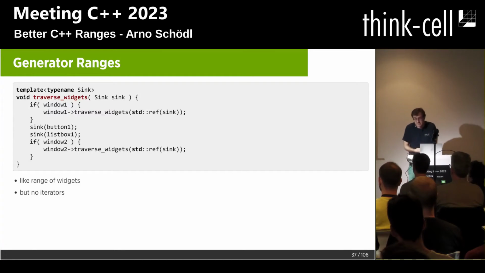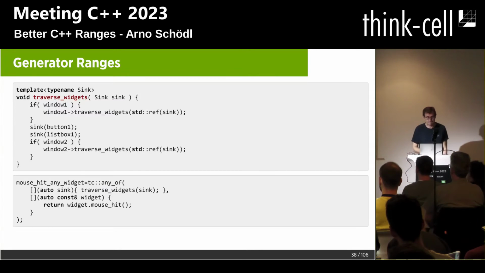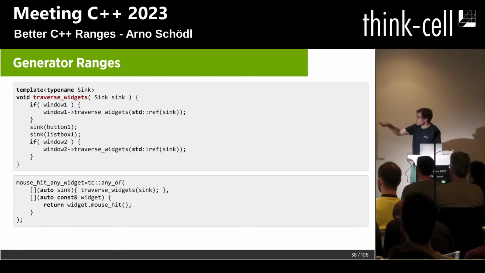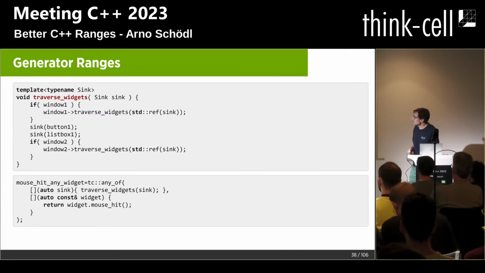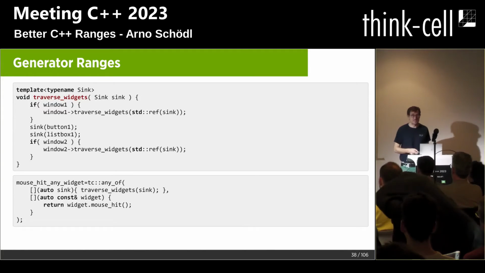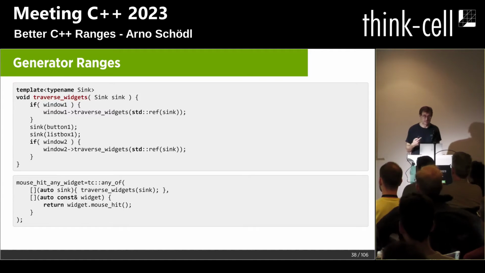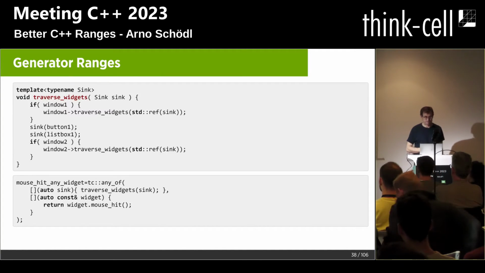Well, we don't have an iterator, okay? Is that a big problem? How big of a problem is that really? Let's try to make that a range so we can use it as a range. We can use the same algorithms that we use for ranges. Now, for example, write something like this. I want to know, did I hit any widget? Well, when I traverse my widgets, that's my range there, auto sink, traverse widgets. Then if any one of them has a mouse hit, then I hit something with a mouse. I should be able to write this. I think it's nice. It's very practical in our code.